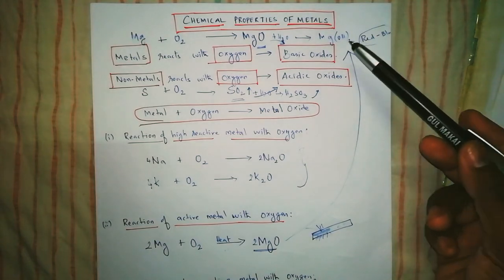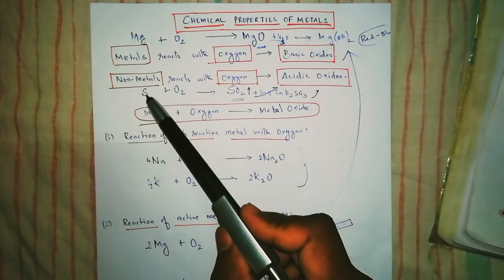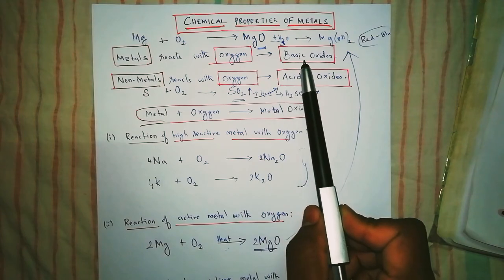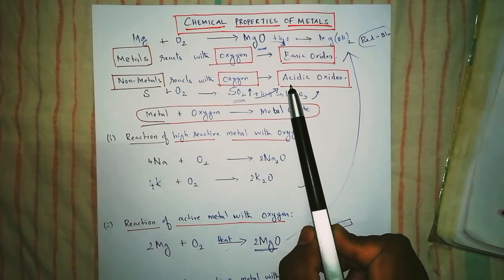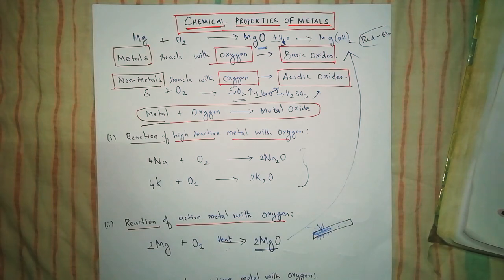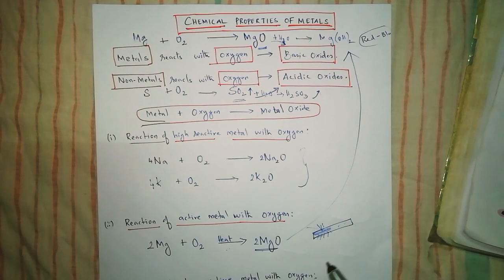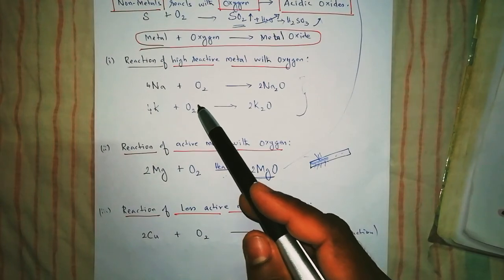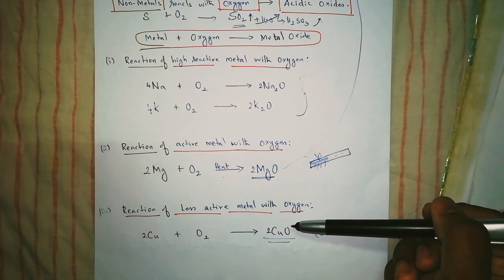We started with chemical properties of metals. That means we are learning both metals and non-metals. What happens when they react with oxygen? Metal reacts with oxygen, it gives metallic oxide. Non-metals react with oxygen, give non-metallic oxide. But the nature of these oxides is totally different. Basically, when a metal reacts with oxygen, it gives metal oxide. But here we learned how they can react with highly reactive metals, how they can react with medium reactive metals as well as less reactive metals.